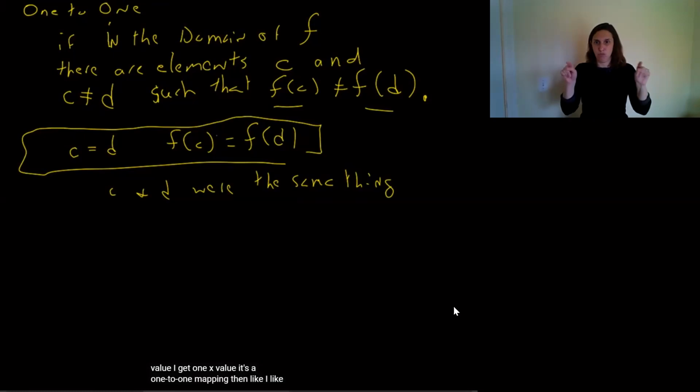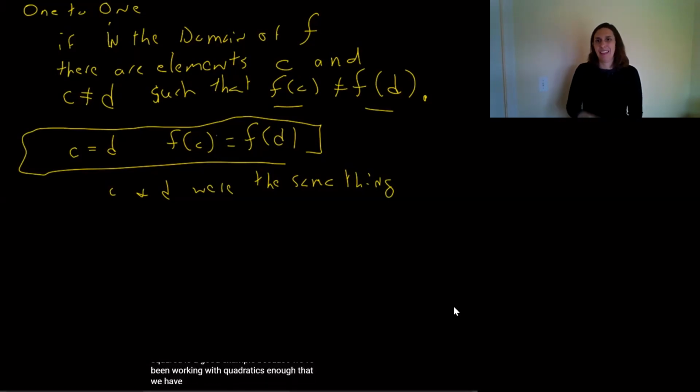It's a one-to-one mapping. And I like starting with when it breaks down, and x squared is a good example because we've been working with quadratics enough that we have this idea of how it fails the vertical line test. So what we want to do is we want to make these things. And a neat thing happens with them.